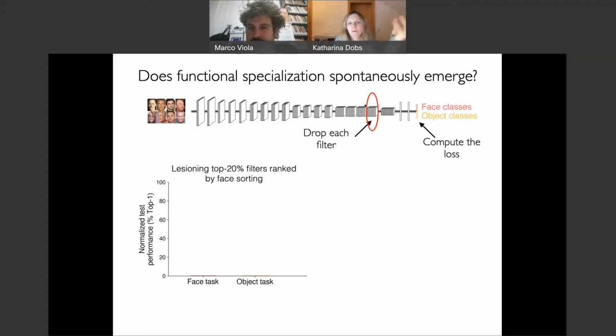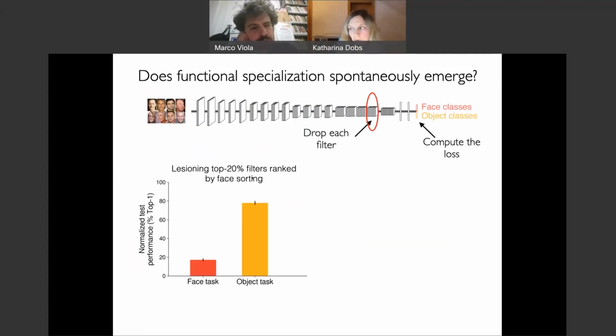So you find the top 20% filters that showed the biggest increase in loss when you drop them. And now what we then did is we lesioned all of those top 20% filters all together, ranked by this face sorting, and tested them on an independent set of face categories and object categories to find out, first of all, does it generalize to an independent data set? And second of all, is the importance for the face task selective for the face task? So if you drop those 20% of the filters, would you only harm the face task, or would you also harm the object task? And that's what we found.